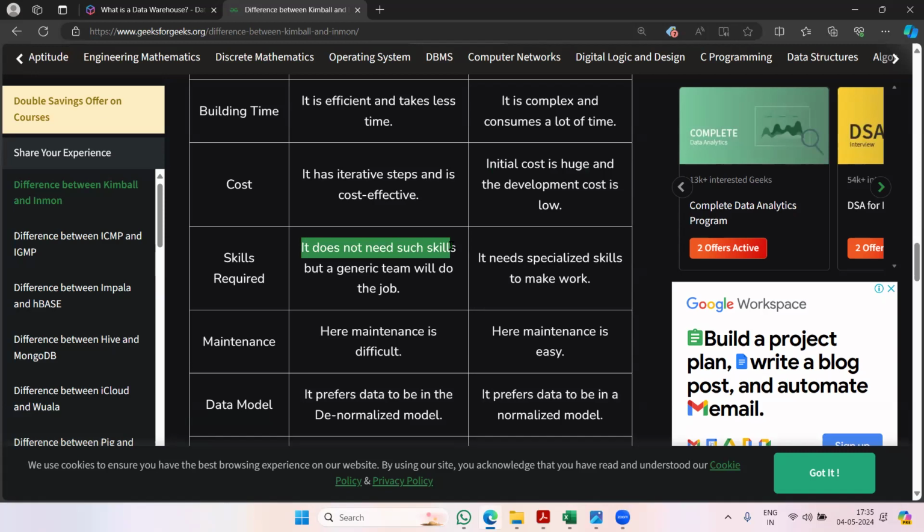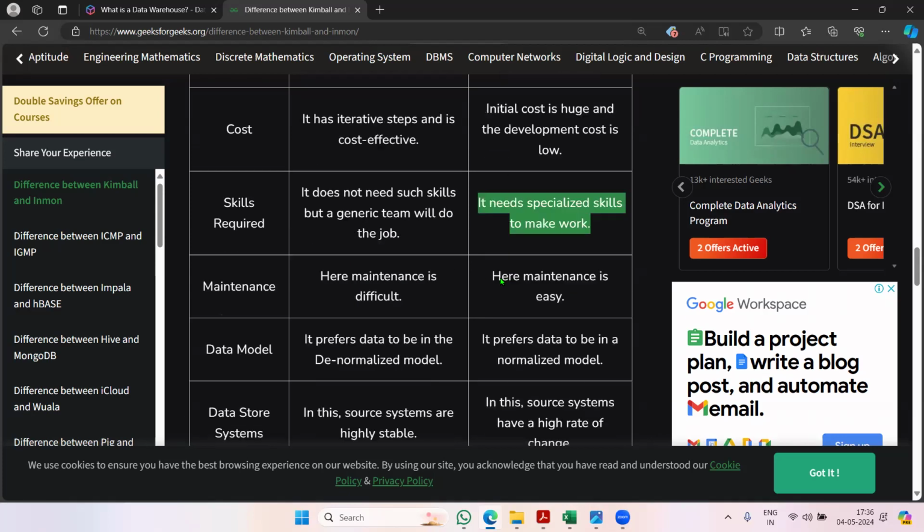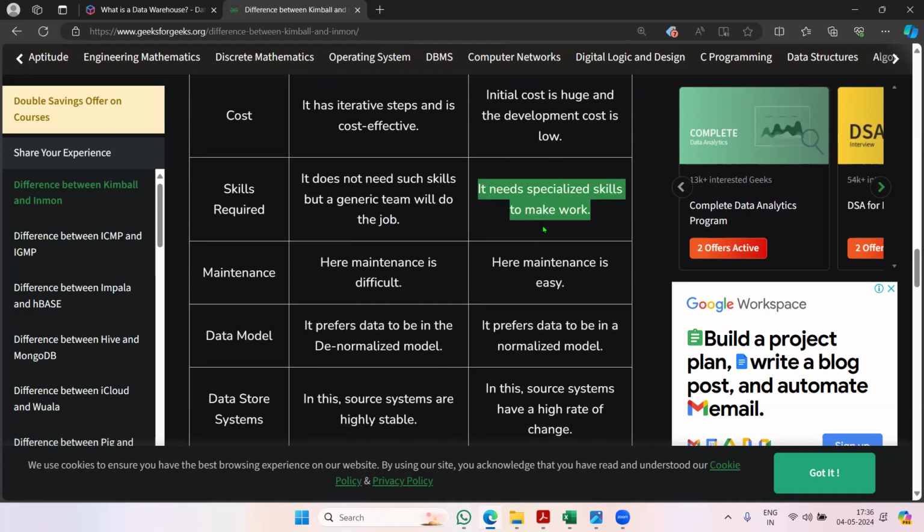It does not need special skills; a generic team will do the job, right? If a finance department is there, then an IT guy can sit with them and they can work on it. Whereas the other needs specialized skill to make it work. So it's not about a department and an IT guy. We should have a person who can integrate the departments, who can put the plan on paper. Correct? Here maintenance is difficult. Yes.